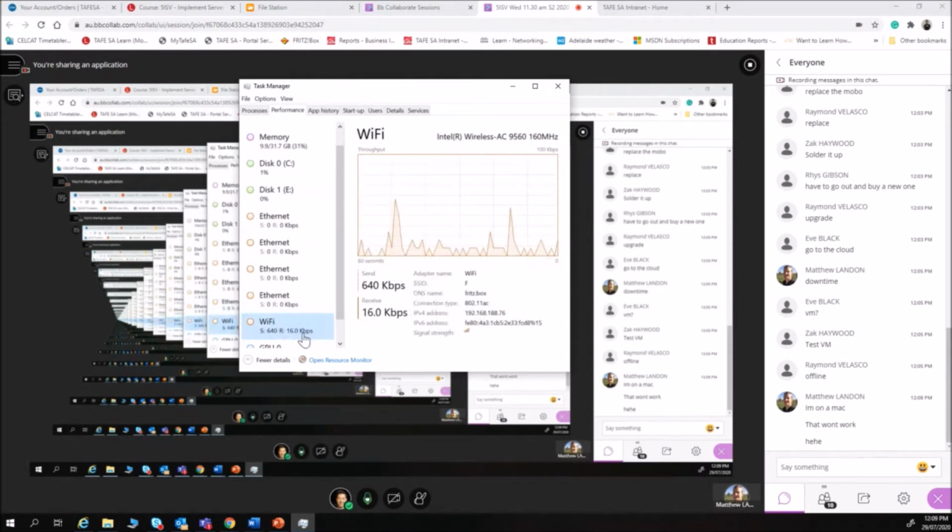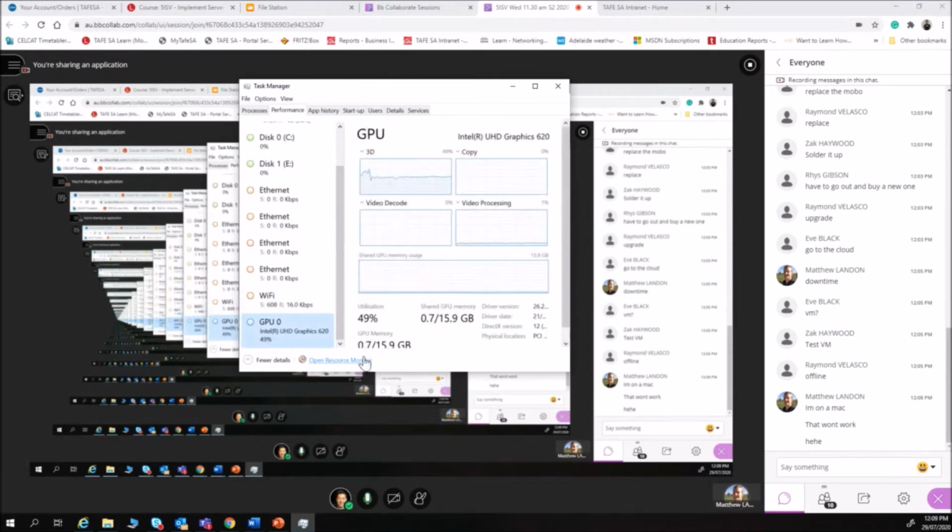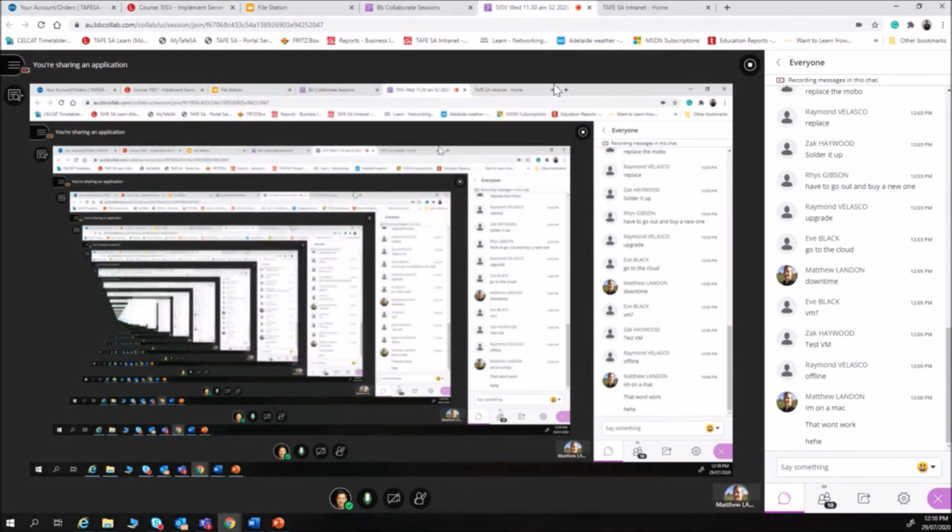Oh, well, I guess it's Wi-Fi, so there's no Ethernet, no wonder. The GPU, not much happening. Okay, but this is what you find with physical computers.